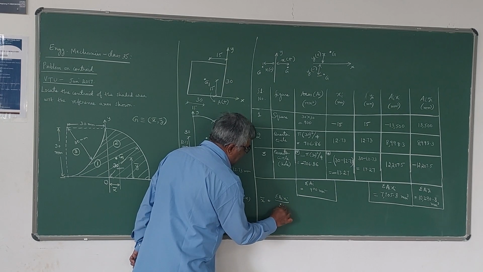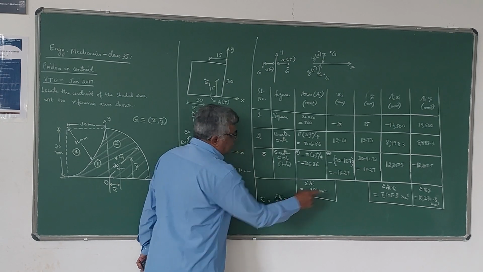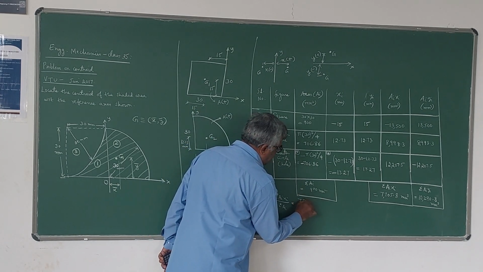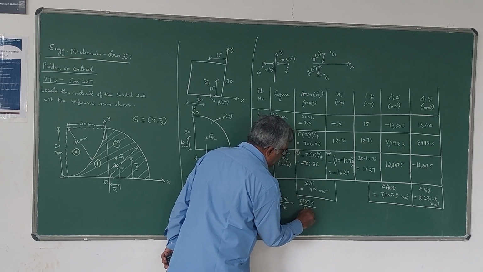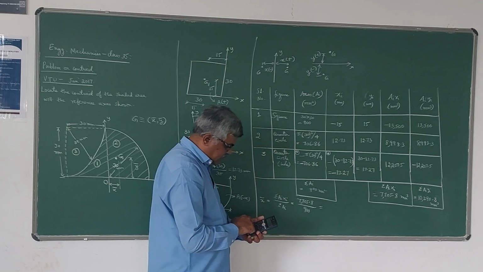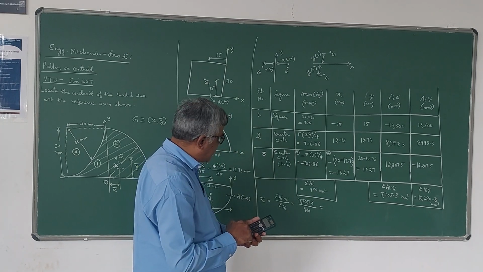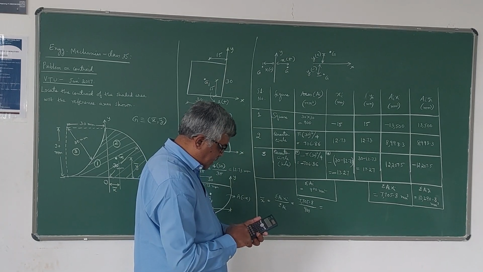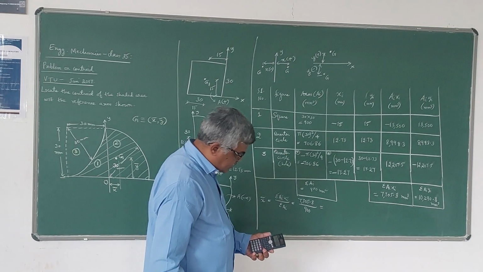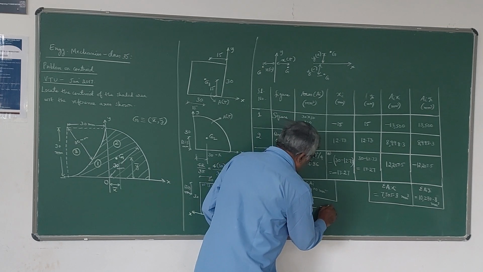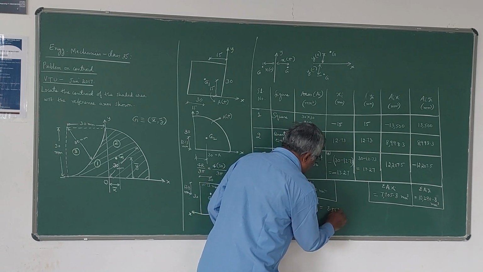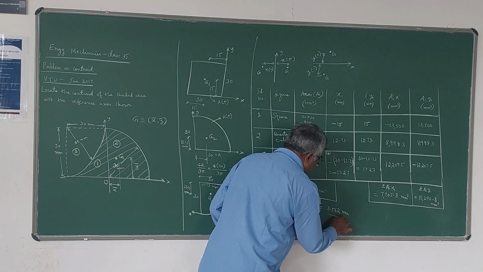divided by sigma Ai. That is 7705.8 divided by 900. So you are going to get 8.562 millimeter. That is the value of x bar.